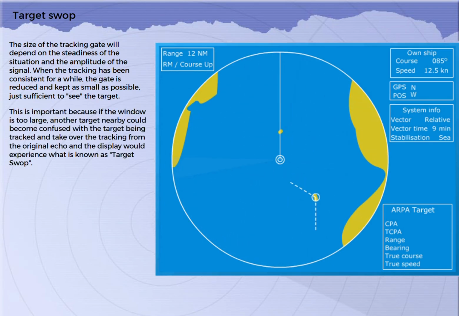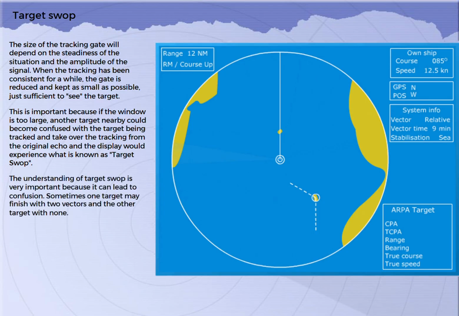This is important because if the window is too large, another target nearby could become confused with the target being tracked and take over the tracking from the original echo, and the display would experience what is known as target swap. The understanding of target swap is very important because it can lead to confusion. Sometimes one target may finish with 2 vectors and the other target with none.